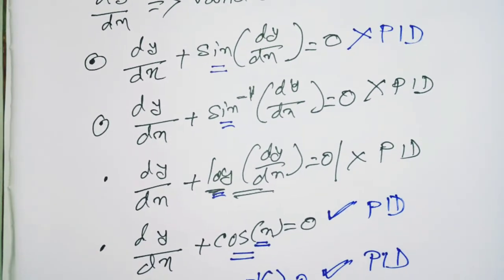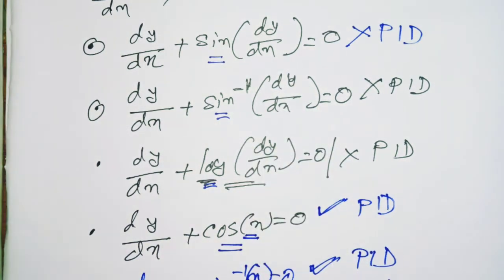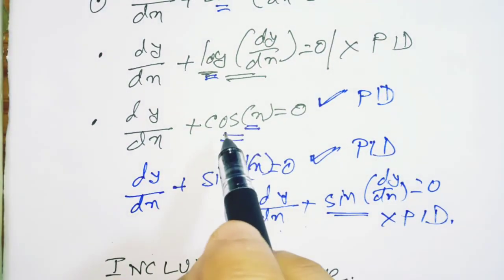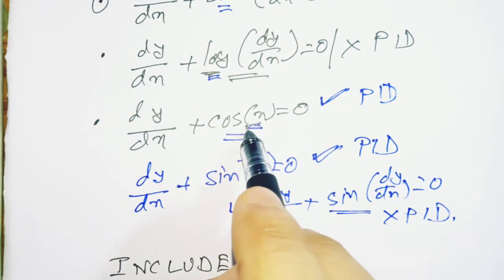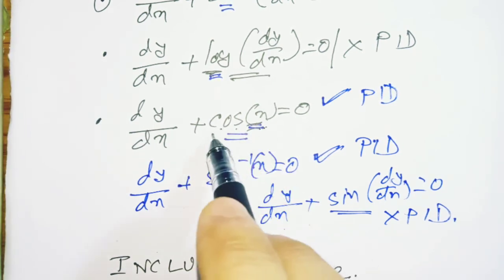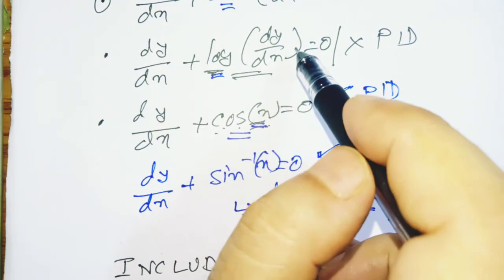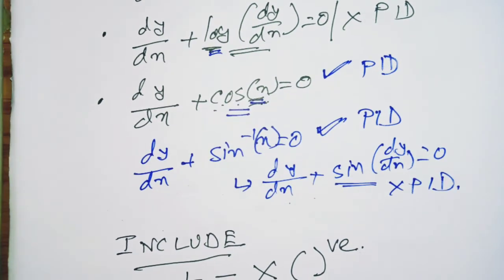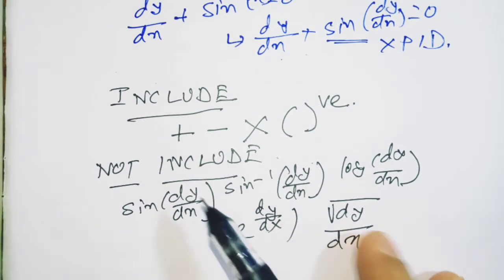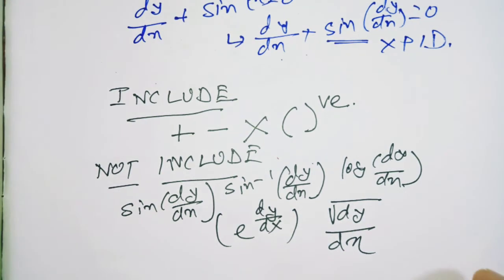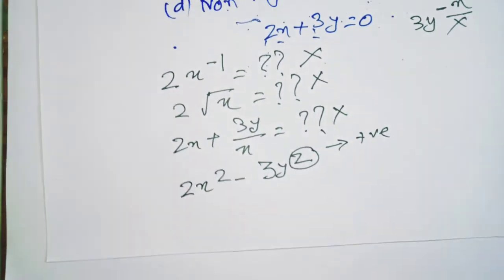And here are the examples which I have sorted out for you. dy by dx of sine you cannot have, log you cannot have, but note that you can have log or cos, not of the derivative, but of a variable x. It can be cos, tan, tan inverse, anything, but the trigonometric function should not be of the derivative. So finally here we arrive: includes are plus, minus and positive powers. Not includes are sine, log, any trigonometric function, exponential and the root. But mind it, that root might get swiped off. So that is how we do.